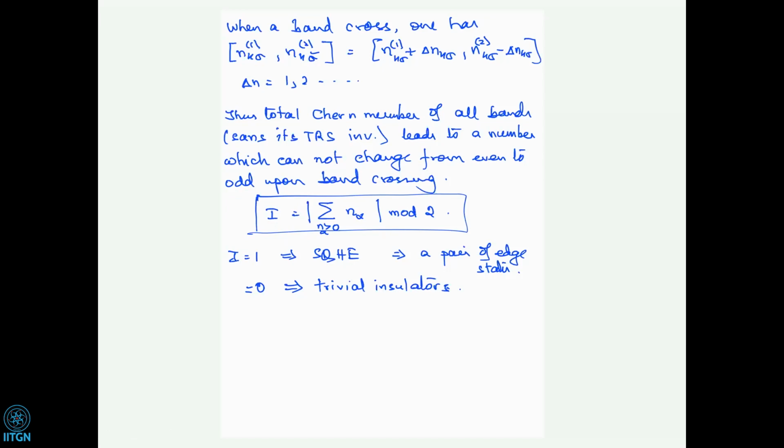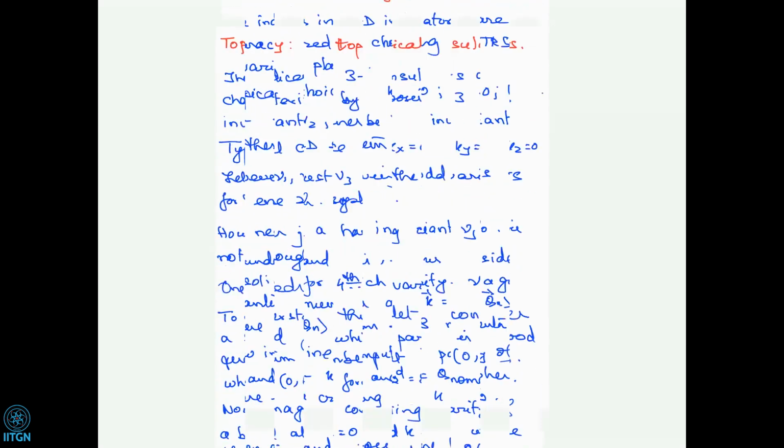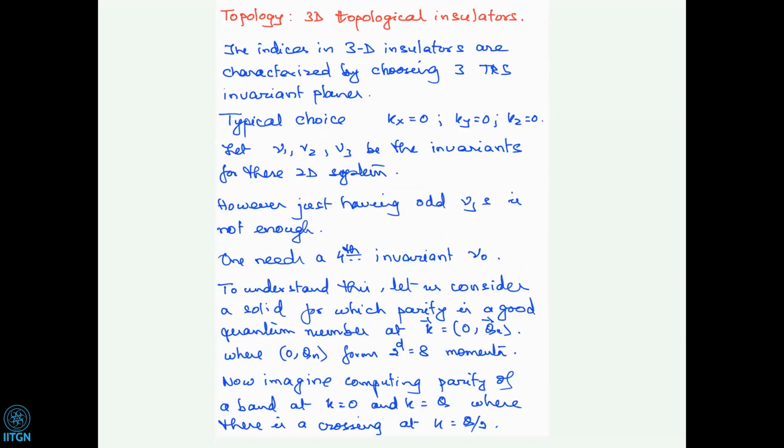Okay, if not, then we'll see how to extend this classification in 3 dimensions, which is relevant for topological insulators. Now, in 3 dimensions, you cannot really define a Chern number over the entire volume or the entire Brillouin zone, because the Chern number can only be defined in 2-dimensional space, or momentum space for that matter. Okay, so what people do is the following.